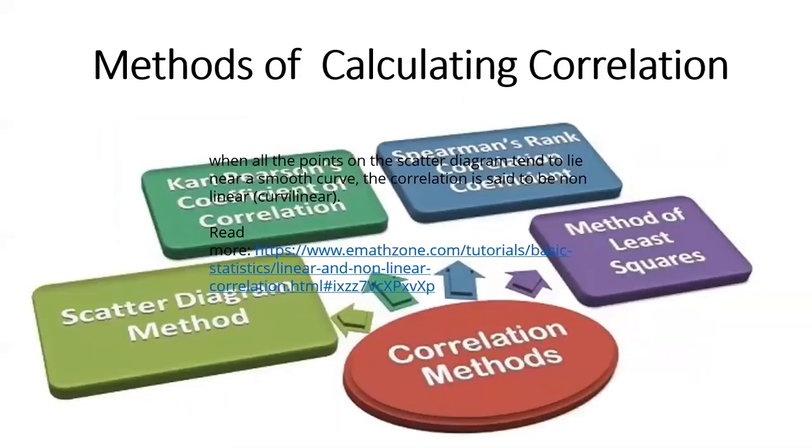Now let's try to understand different methods of correlation. Different methods of correlation are there. Let's try to understand them. So in these methods of correlation, we have scatter diagram method, Karl Pearson method.